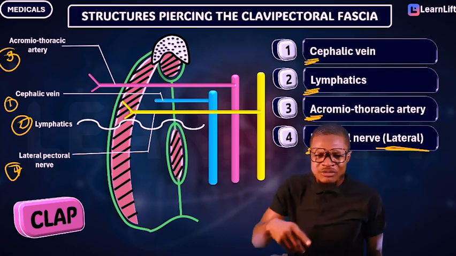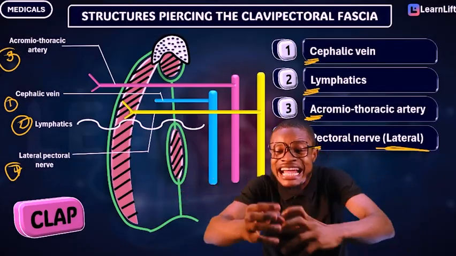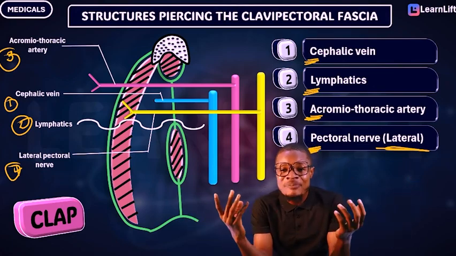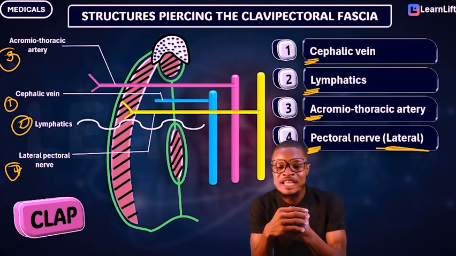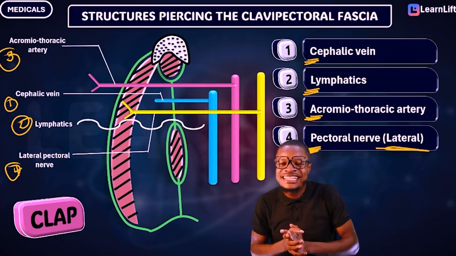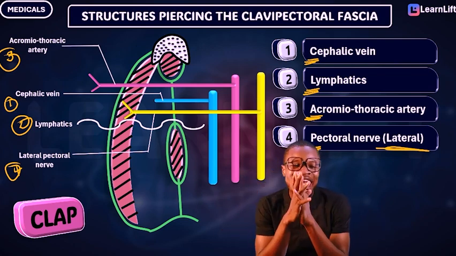Are you with me? If you understand everything that I've explained to you about the clavipectoral fascia, you will not fail this one. Don't forget the acronym. What's the acronym? CLAP is the acronym. So this brings us to everything about your clavipectoral fascia.